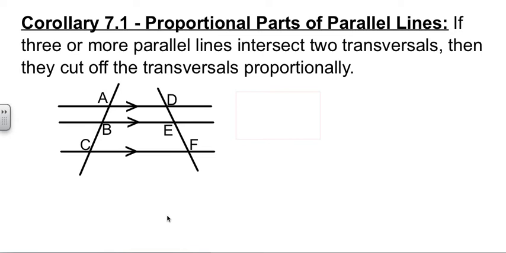We have a couple of corollaries that go along with this idea. The proportional parts corollary says if you have 3 parallel lines or more, and they're intersecting transversals, then they cut the transversals proportionally. So in this picture, AB to BC would be the same as DE to EF. That's not saying AB is equal to DE. It's saying that the ratio of AB over BC is the same as DE over EF.